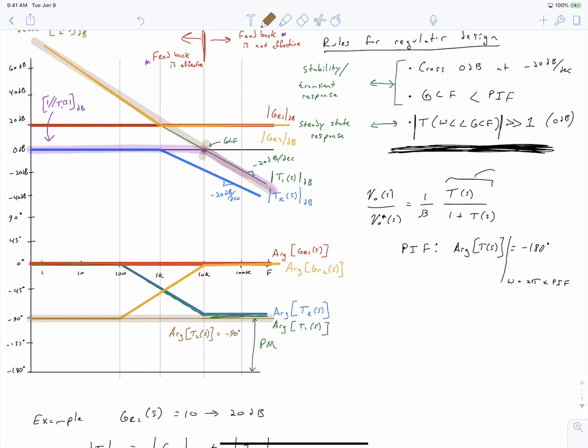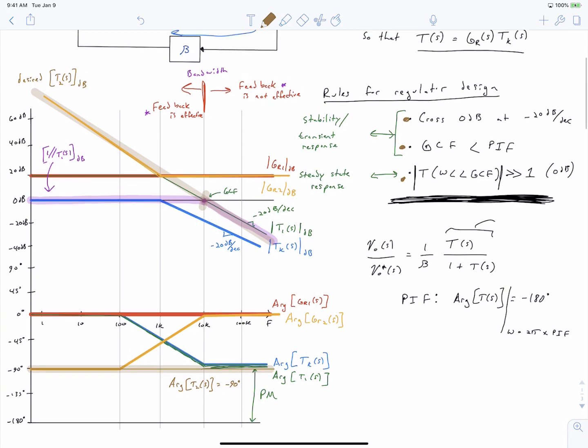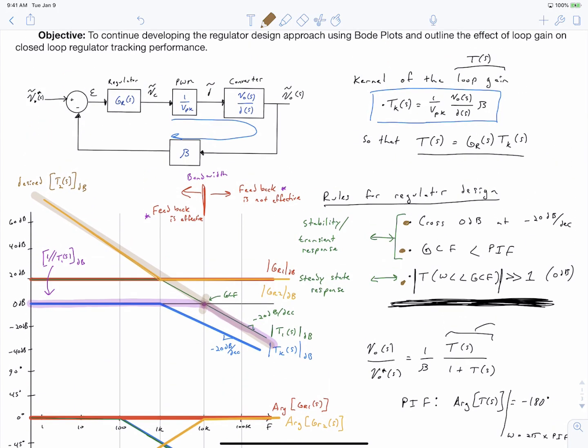So at this point, we can see that we've satisfied all of our design criteria. With the first criteria, we cross the 0 dB point at negative 20 decibels per decade, so we've met that. We have a gain crossover frequency, which is less than our phase inversion frequency, and we can see that as omega goes to 0, our loop gain goes to infinity. So we've checked off all three of these boxes. We'll actually have no steady state error at 0 hertz. And this is important not only in the sense of rejecting disturbances, but also to accommodate for nonlinearities and non-idealities within our system.